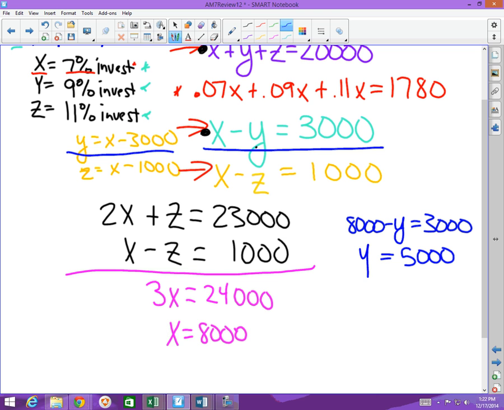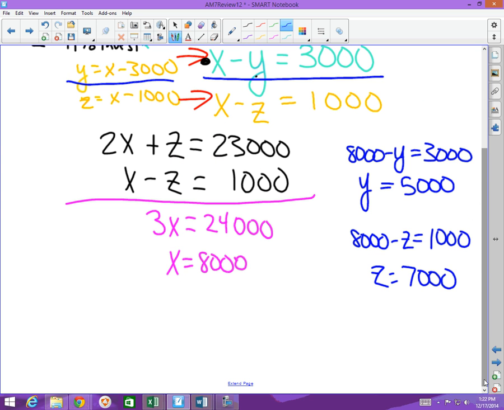So y is 5,000. And then do the same thing for the other one. 8,000 minus z equals 1,000. So z equals 7,000. And so those are the three answers.